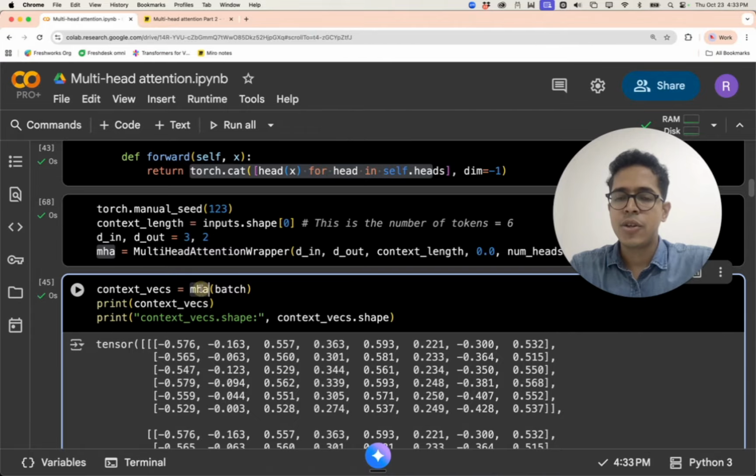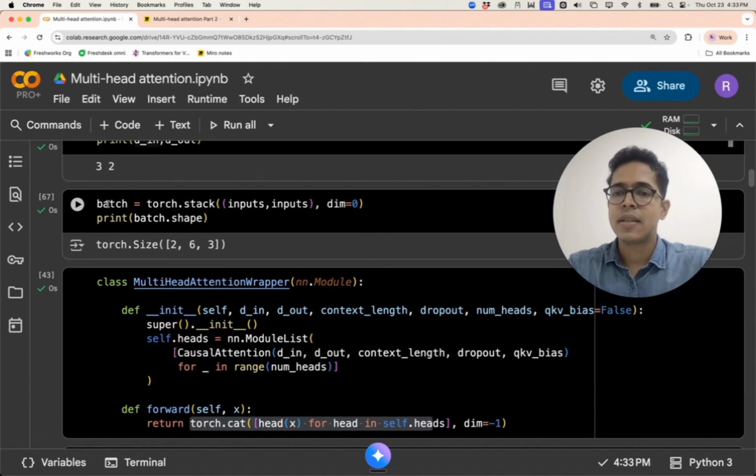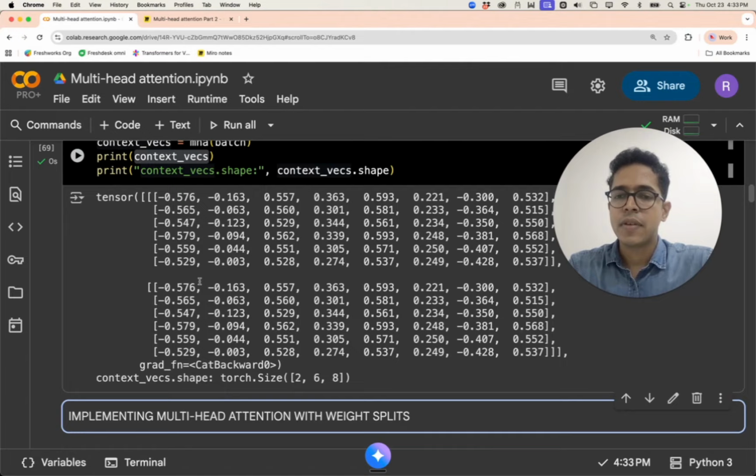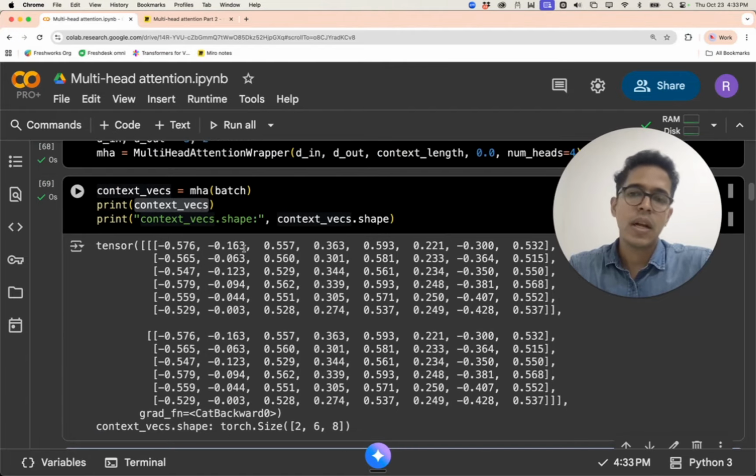And then to this object, I pass my batch. Which one is my batch? My batch is this guy. The batch with 2 items, each item being 6 tokens and each token being 3 dimensions. And then I can print the context vector and context vector dimension. So now you see, because we had 2 batches, we should have 6 plus 6, 12 vectors, 6 vectors corresponding to first batch, 6 vectors corresponding to second batch.